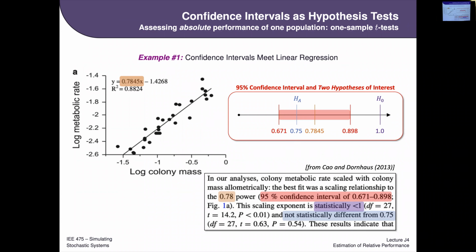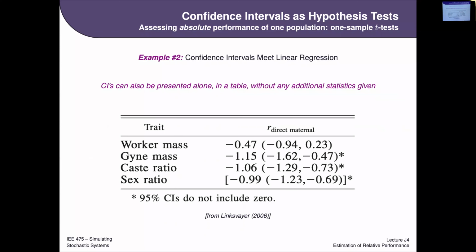All right, any questions about this example? Confidence intervals on regression coefficients. And this is text from the paper where they list the confidence intervals right in the text. That is a common way to do it. People look for confidence intervals. They're so informative. All right, another example here.